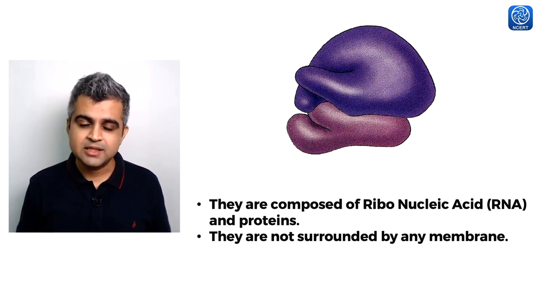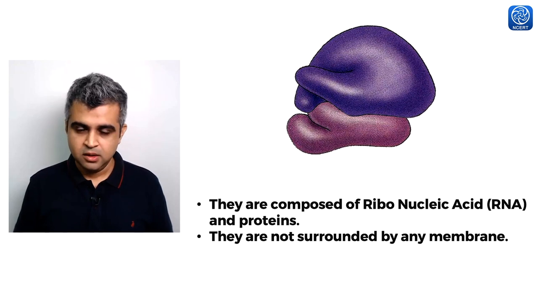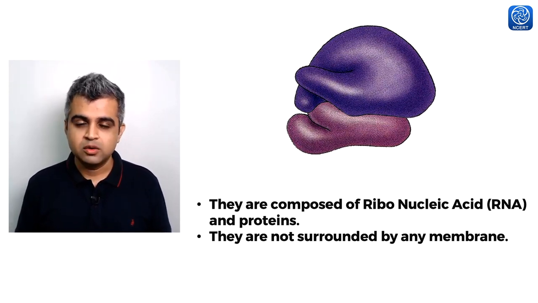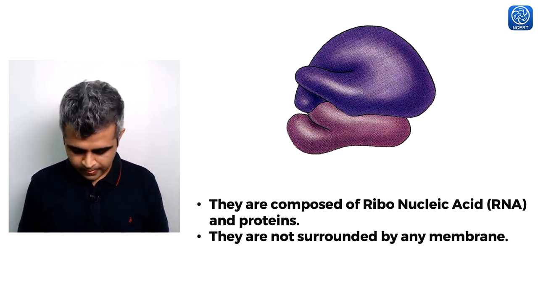Nucleus, chloroplast, and mitochondria, all these three are with two membranes. So just keep these things in mind. So ribosomes are not with any membrane. They do not have any membrane.